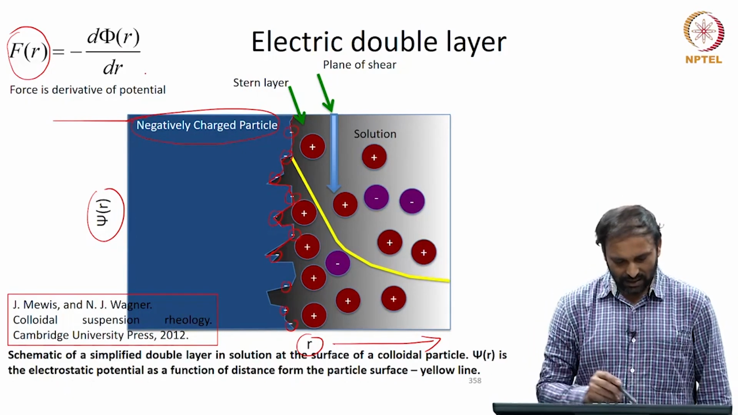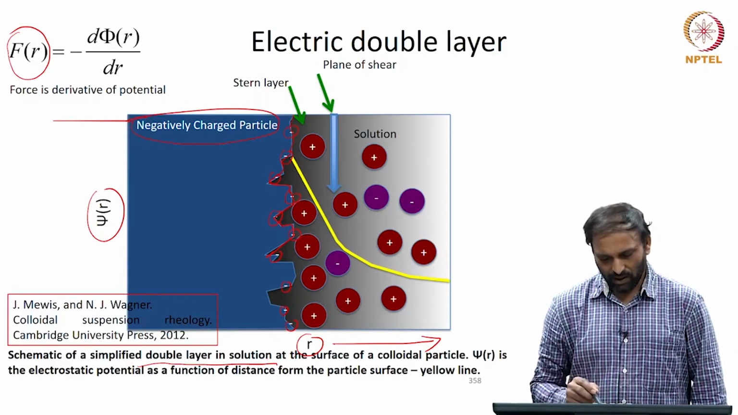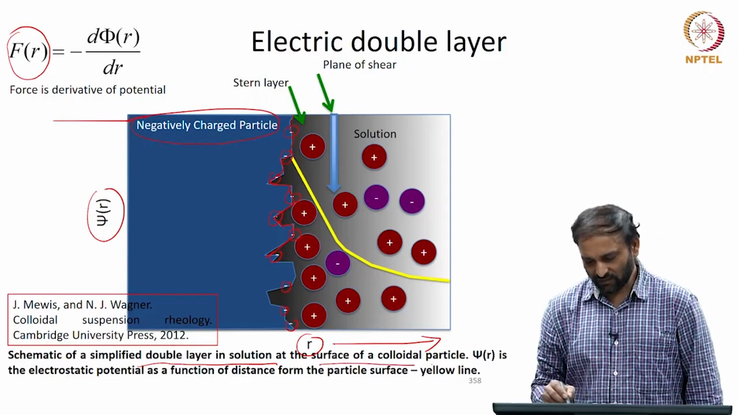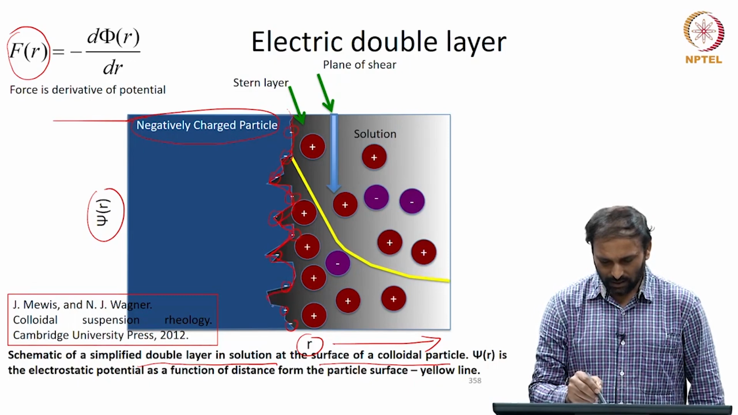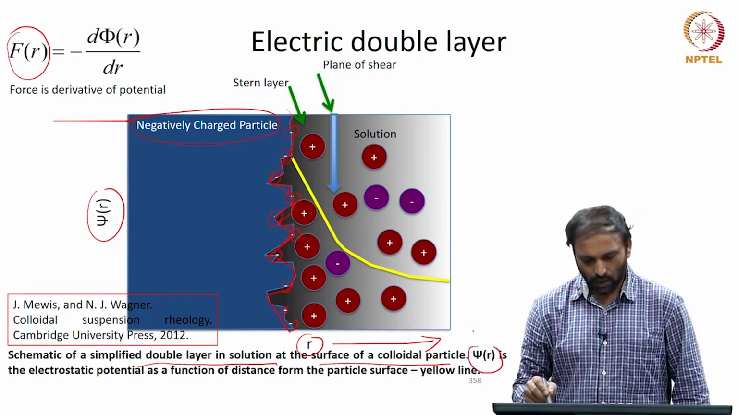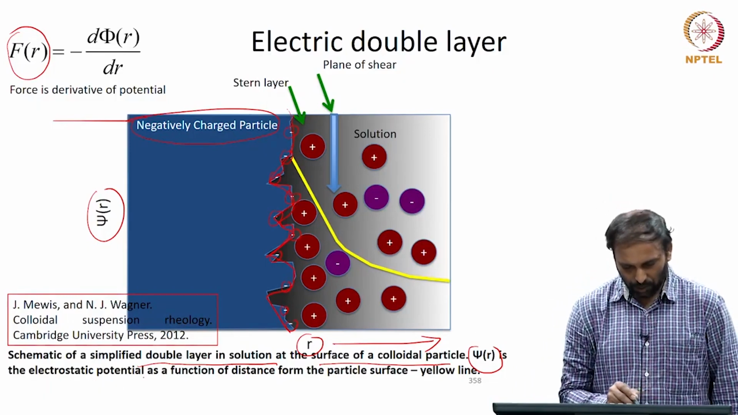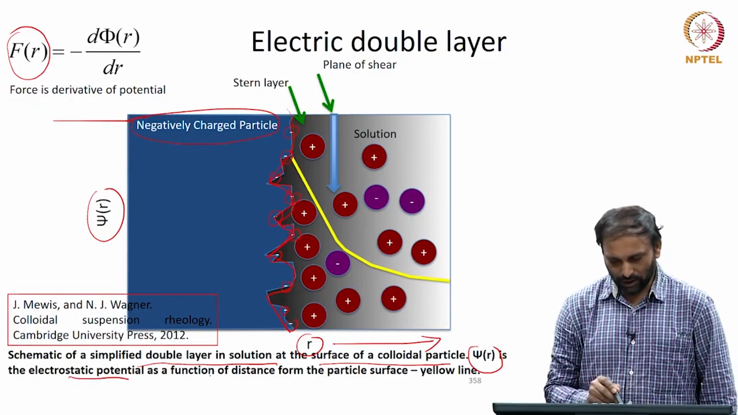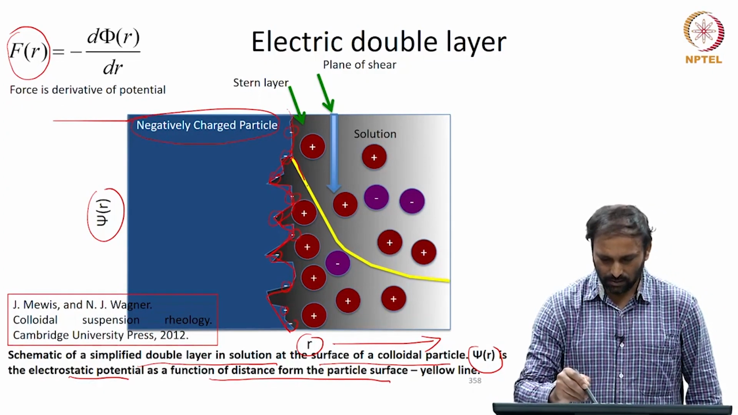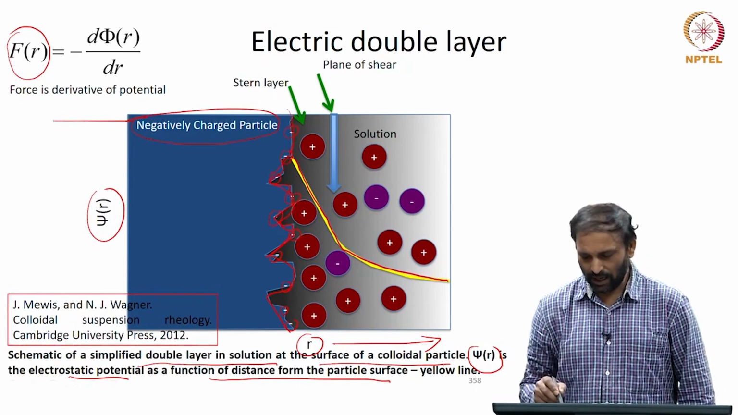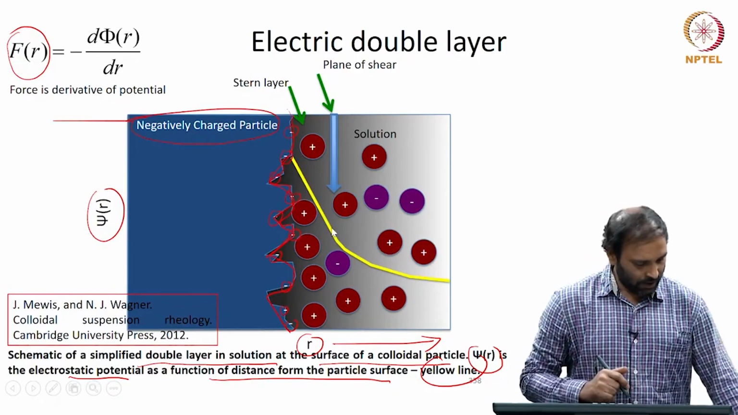So what you are seeing is a schematic of a simplified double layer model in solution at the surface of the colloidal particle, the colloidal particle that we are considering. At the surface, how psi r varies with distance is what is shown. So psi r is the electrostatic potential, and it is plotted as a function of distance from the particle surface, that is this line, the yellow line that is marked here.